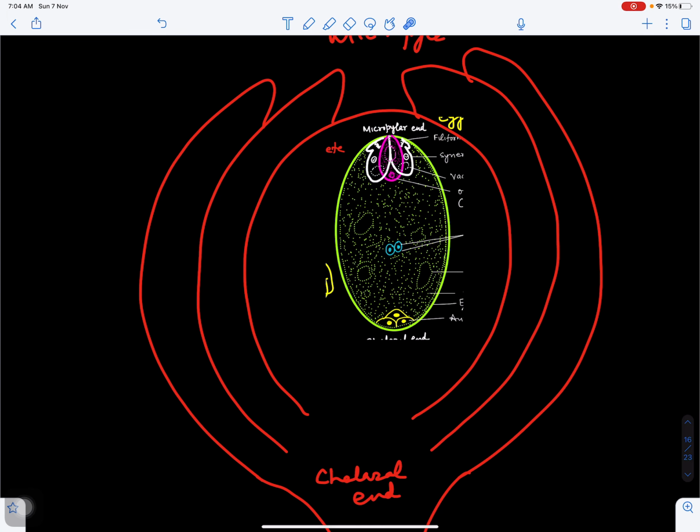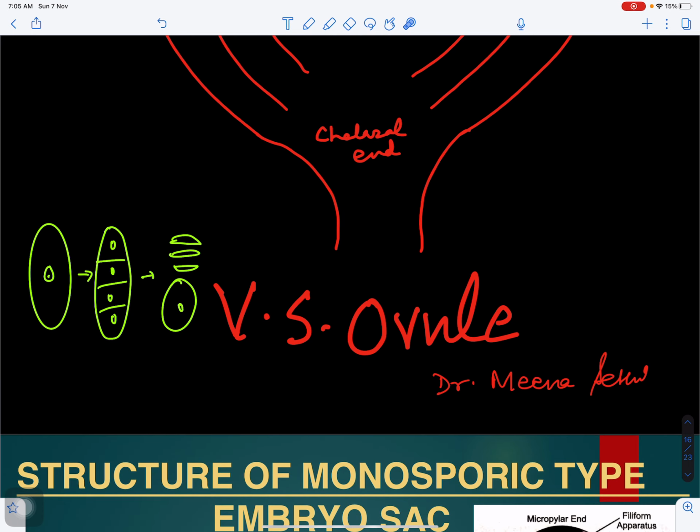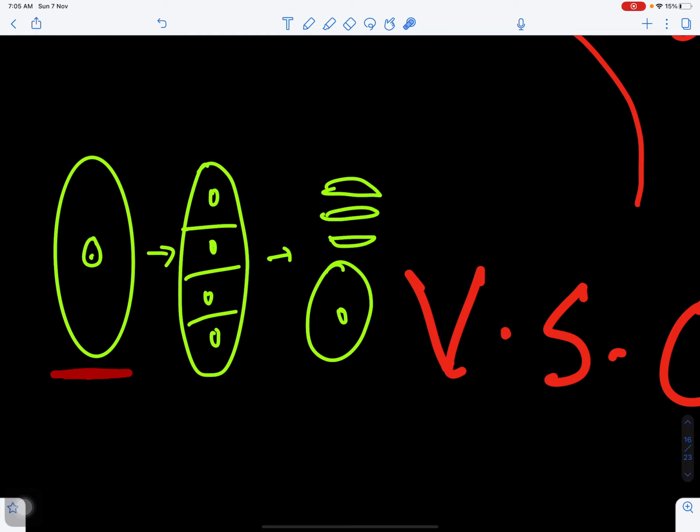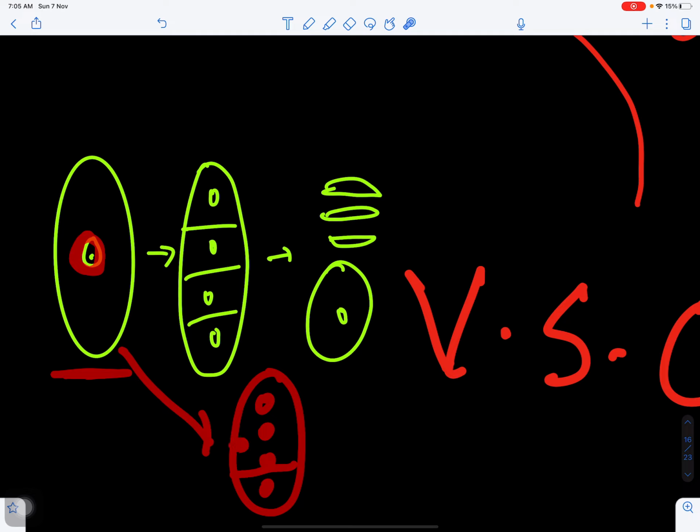Because in here, at this point in young condition, a cell is differentiated. This is called the archesporial cell. This we have discussed in the previous video in detail. That archesporial cell then differentiates into the megaspore mother cell. Now this megaspore mother cell nucleus is diploid. It will undergo meiotic cell divisions to form 4 haploid nuclei. Then wall formation will take place and we'll get 4 megaspores.